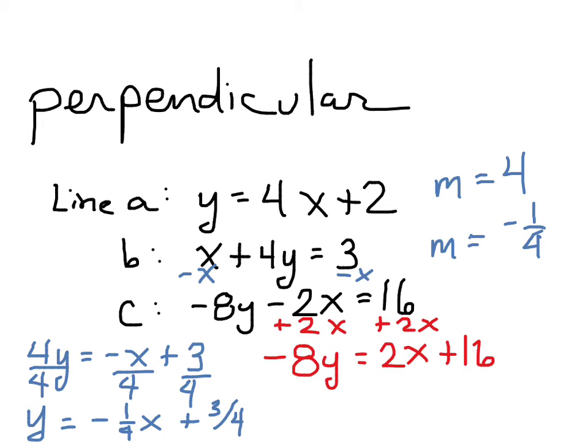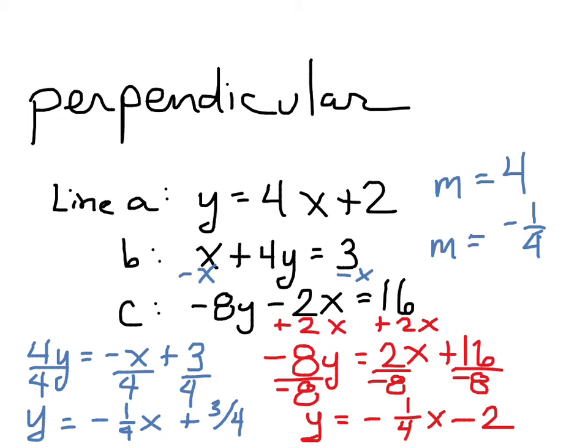How do I get rid of the negative 8 there? Divide. Good. And when I divide each piece by negative 8, I get y equals. When you have a 2 divided by negative 8, that reduces by 2. What's 2 divided by 2? 1. What's 8 divided by 2? Good. And notice what I did with the negative. I just put it in the front. And what's 16 divided by negative 8? Negative 2.